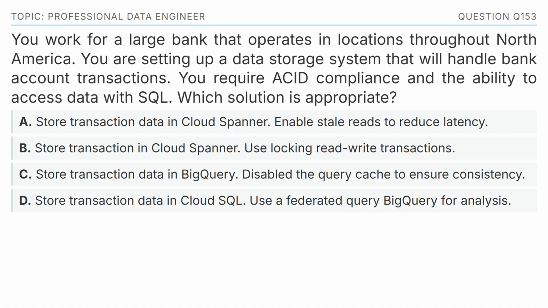Which solution is appropriate? The options are: Option A, store transaction data in Cloud Spanner. Enable stale reads to reduce latency. Option B, store transaction data in Cloud Spanner. Use locking read-write transactions. Option C, store transaction data in BigQuery. Disable the query cache to ensure consistency. Option D, store transaction data in Cloud SQL. Use a federated query in BigQuery for analysis.